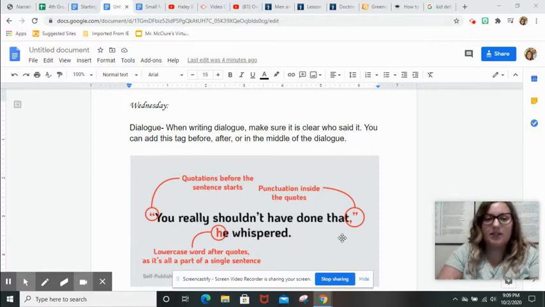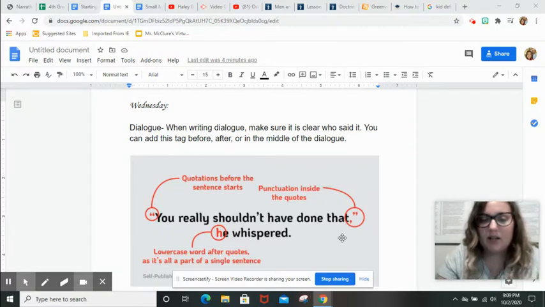Today we are going to be looking at dialogue as we begin to write our paragraphs. Dialogue, as we know, is what we see when two or more characters are having a conversation in a story. When writing dialogue, it is very important to make sure it is clear who is saying what. So you can add this quotation tag or dialogue tag before, after, or in the middle of the dialogue.